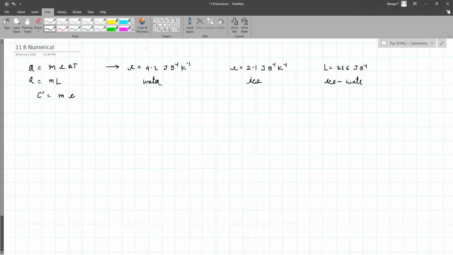Now remember, the values need to be given in the numerical. You can't just assume them. It has to be provided in an exam. Before moving to the numericals, I'll give you a situation which we will try and get an answer to.